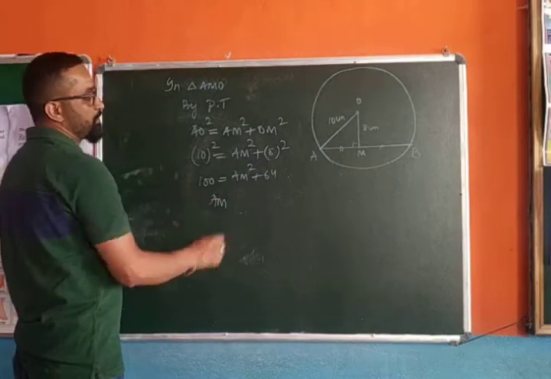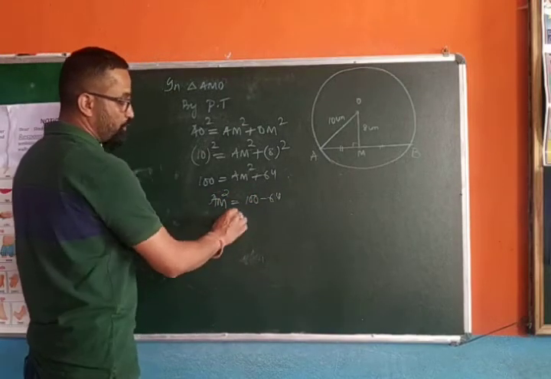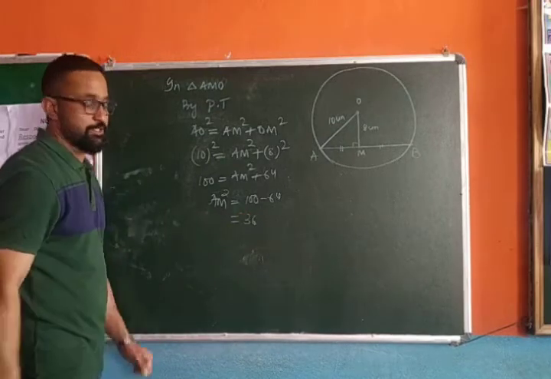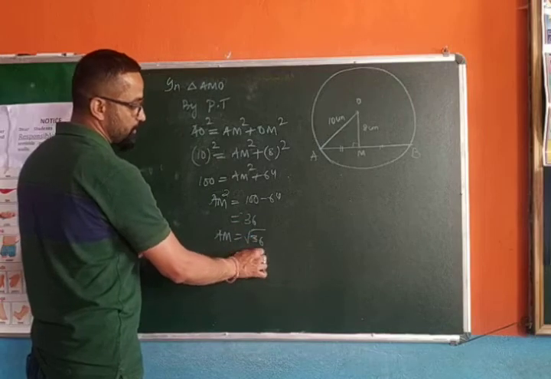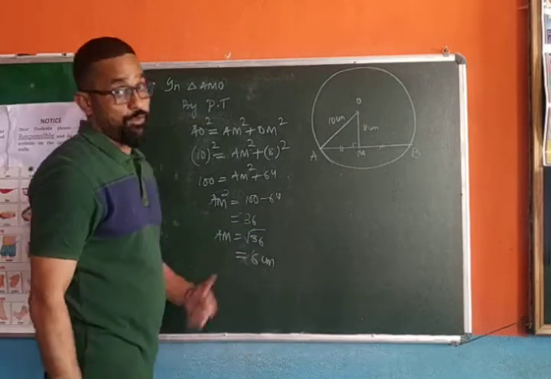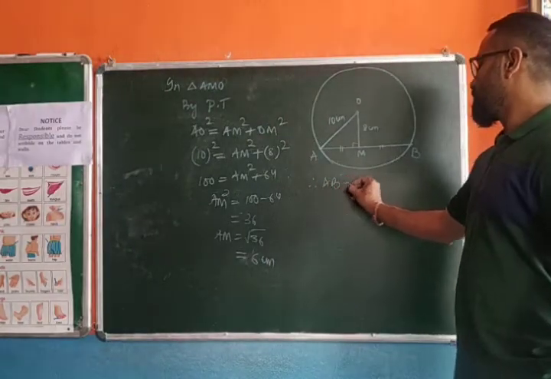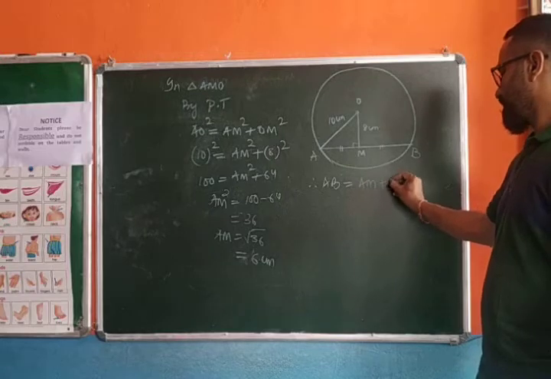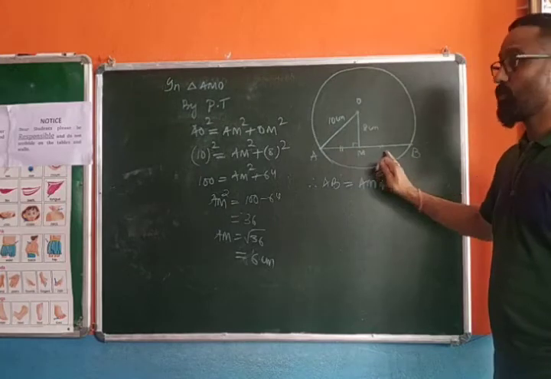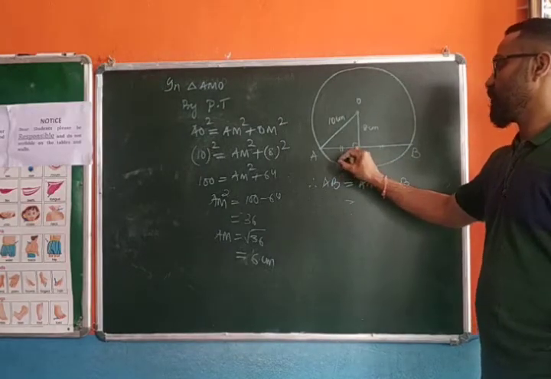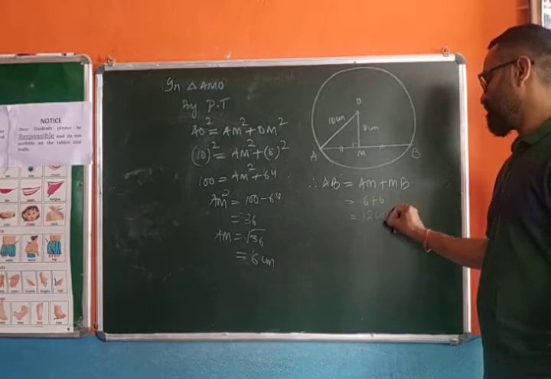Make AM the subject of the formula. AM squared is equal to 100 minus 64, which is equal to 36. AM is equal to root 36. Square root of 36 is 6 centimeter. We know the length of AM, therefore AB is equal to AM plus MB. The line drawn from the center bisects the chord, so the length of AM is equal to MB. 6 plus 6, which is equal to 12 centimeter.